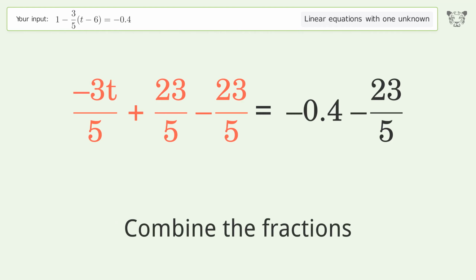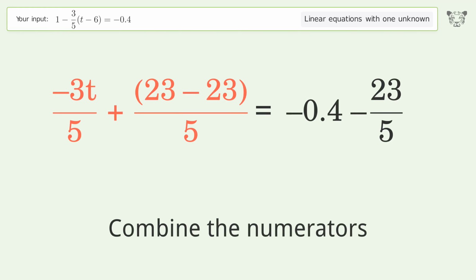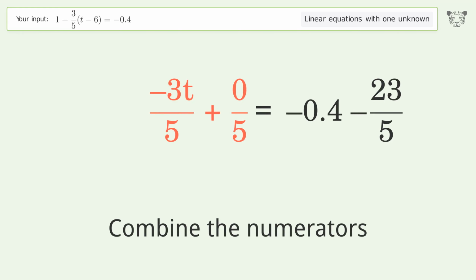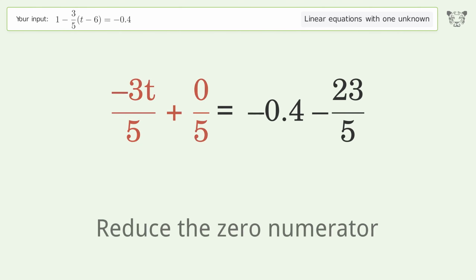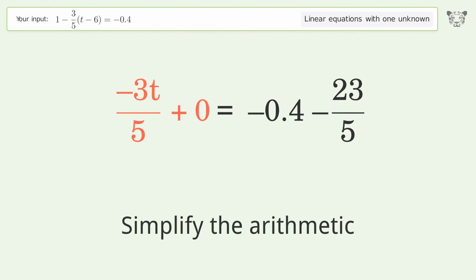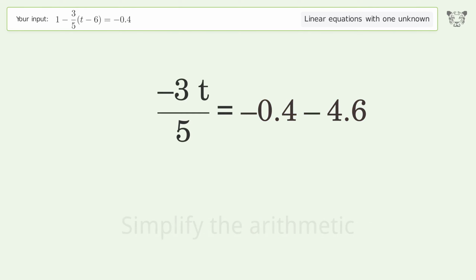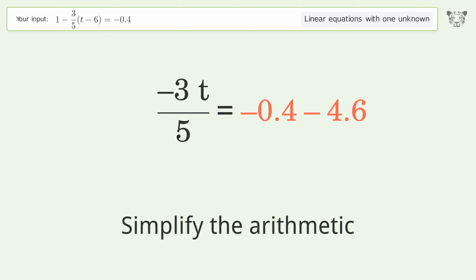Combine the fractions. Combine the numerators. Reduce the zero numerator. Simplify the arithmetic. Divide fraction for addition. Simplify the arithmetic.